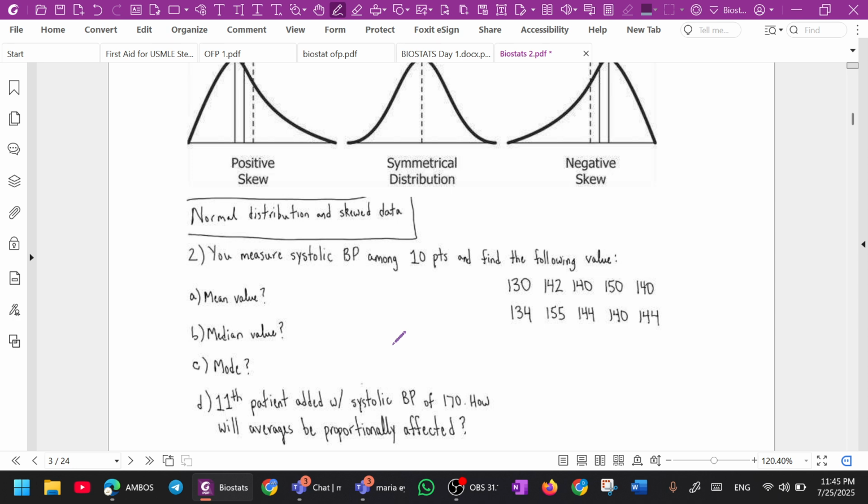130 plus 142 plus 140 plus 150 plus 140 plus 134 plus 155 plus 144 plus 140 plus... 141.9. Yes. Okay.